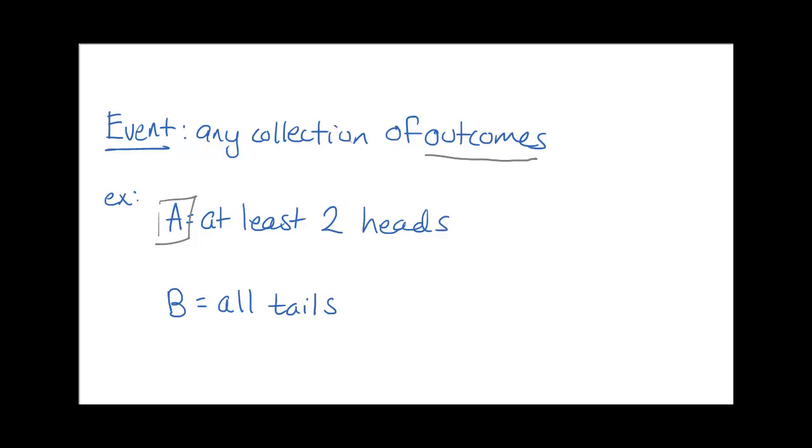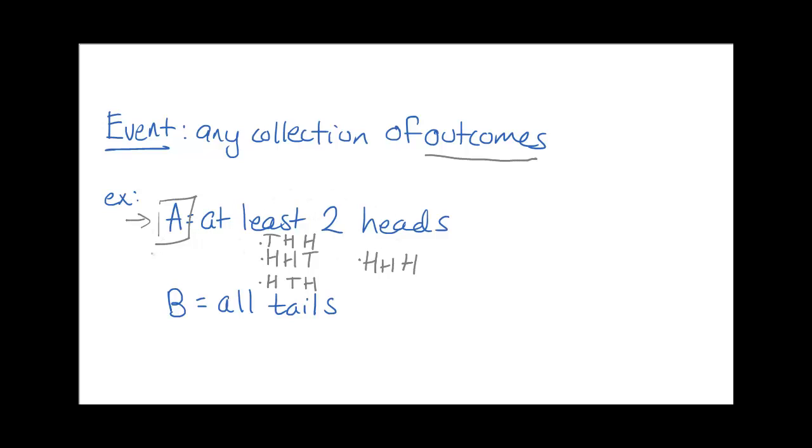Now there's several different outcomes where that would happen. We could have 2 heads and a tail. We could have 3 heads, for example, since that's at least 2. And again, we had some other possibilities for having 2 heads. So if we went through the sample space, we could list out all the different outcomes that fall into this category.